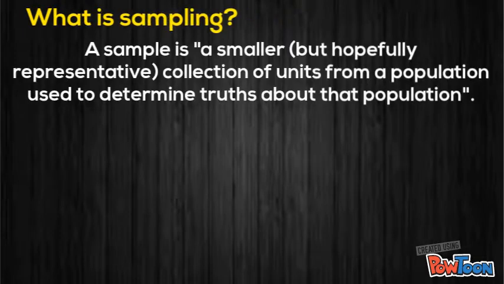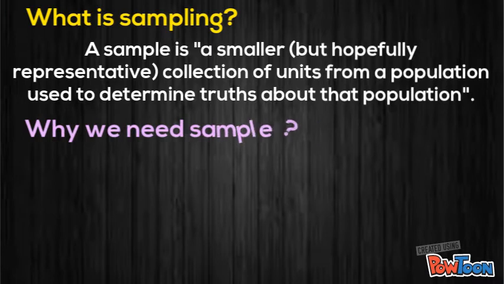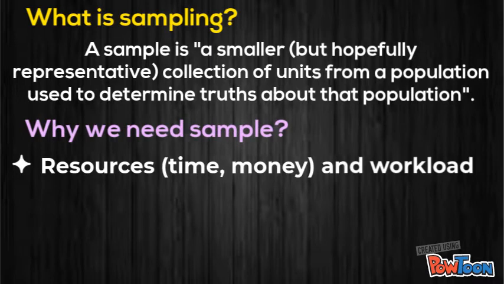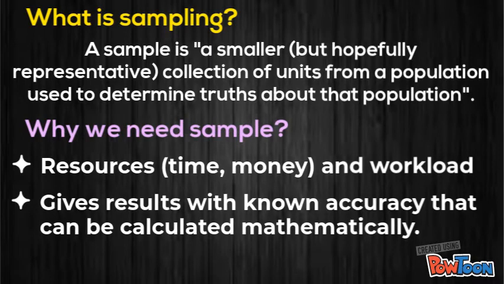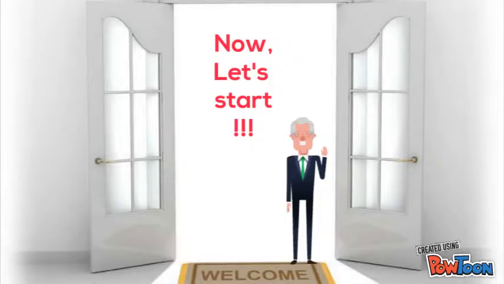What is sampling? A sample is a smaller collection of units from a population used to determine truths about that population. Why do we need a sample? Because it can help us save resources and workload, and second, it gives results with known accuracy that can be calculated mathematically. For example, it is used by auditors to select documents for checking. Now let's start our lesson.